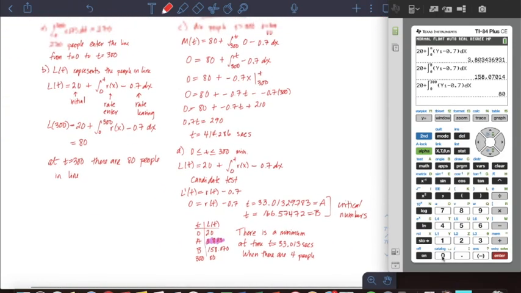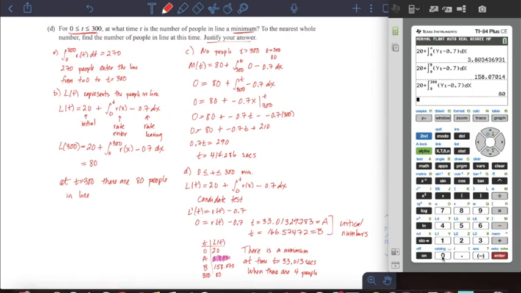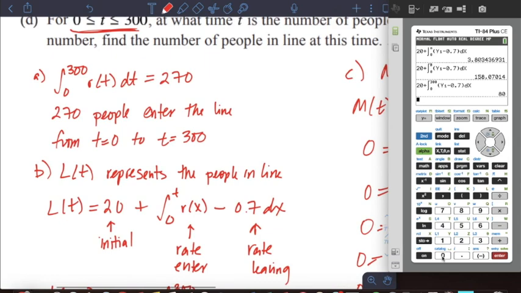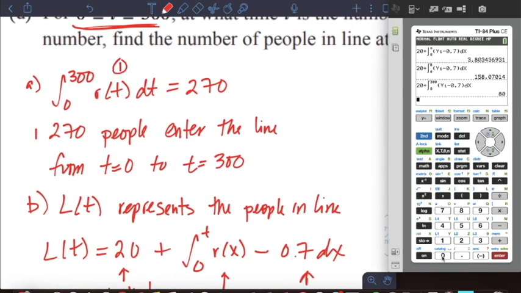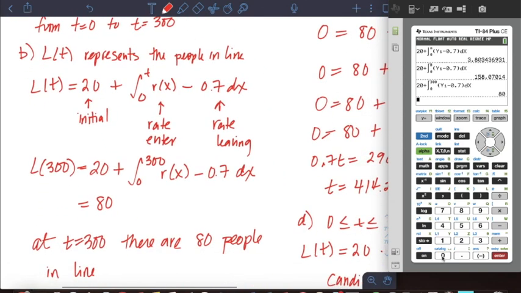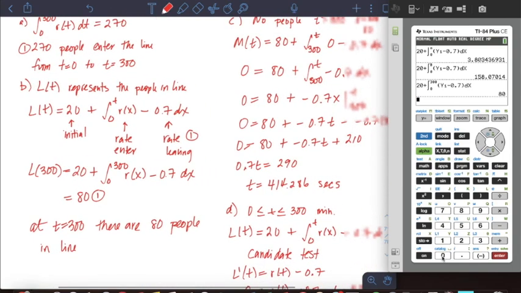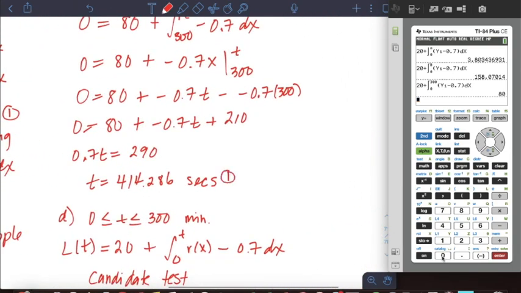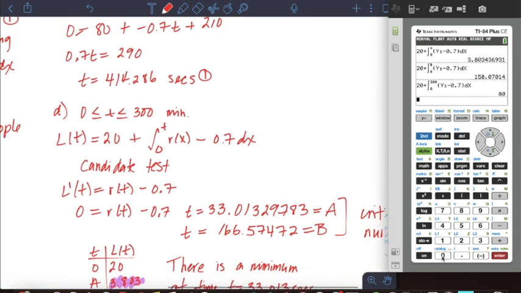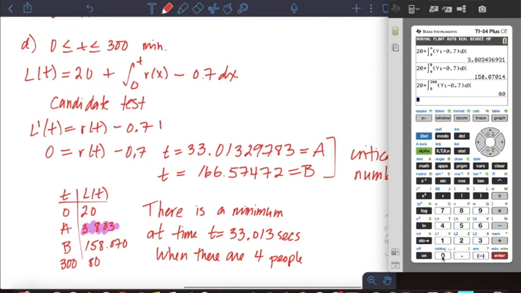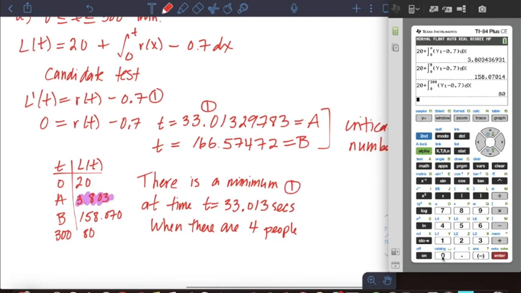I know I may have talked about this in the beginning, but again, remember the free response problems are worth 9 points. For part A, there's 2 points, 1 point for your integral, 1 point for your answer. In part B, it's worth 2 points, 1 point for considering the rate out, and 1 point for my answer of 80. In part C, this is just 1 point for the 414. In part D, we need to consider this equation. We need to identify 33. We need to have my answer and then my justification, which the justification here would be the candidate test. Okay? That's it for this one.